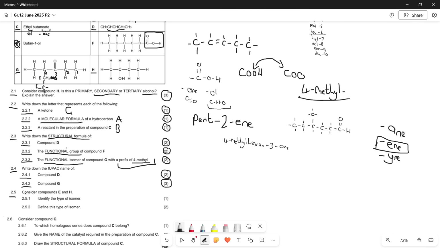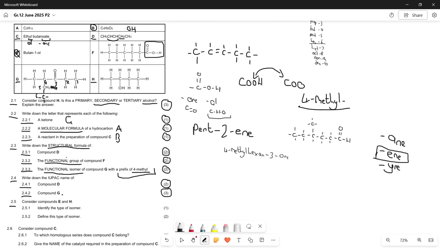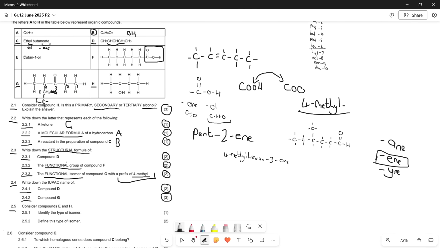And then 2.5 says consider compounds E and H. So E was over here. It was our butan-1-ol, and then H over here is our other alcohol. So we are comparing two alcohols, one alcohol ending in -ol, that is our hydroxyl, and another one with an OH, that is also our hydroxyl. So we are comparing two different alcohols, E and H.